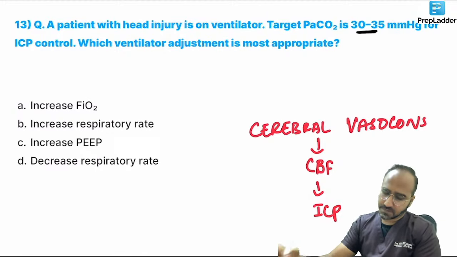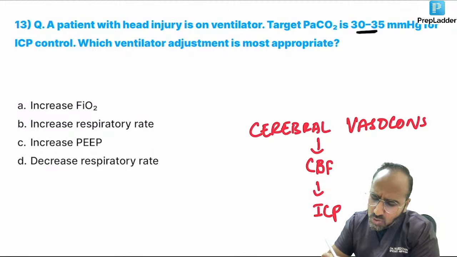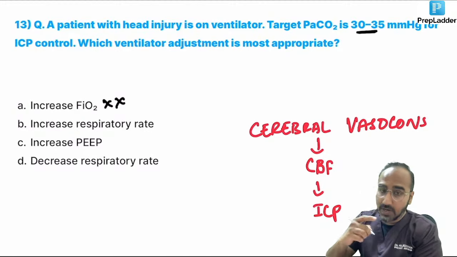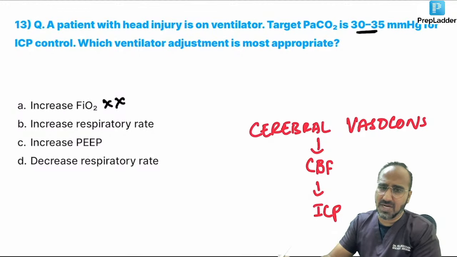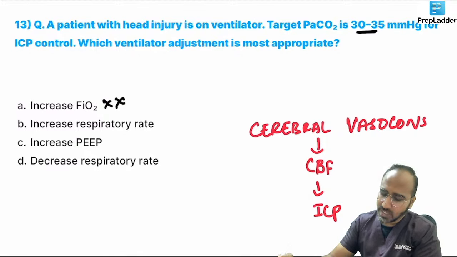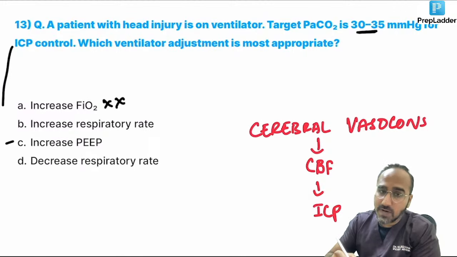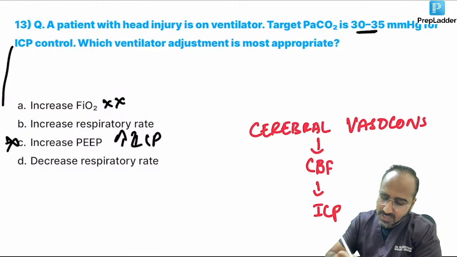What we need to do? If I increase the FiO2, will it decrease the PaCO2? No. It will just improve the oxygen, but it won't decrease the carbon dioxide. PaCO2 won't be decreased. If I increase the PEEP, is it good for intracranial pressure control? Never. I told you just now. If I increase the PEEP, cerebral venous drainage will decrease and ICP will increase. So this cannot be done. Now what are we left with?